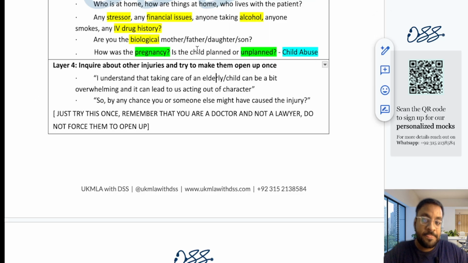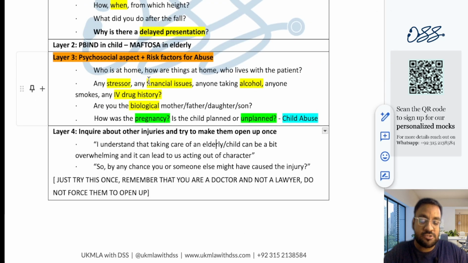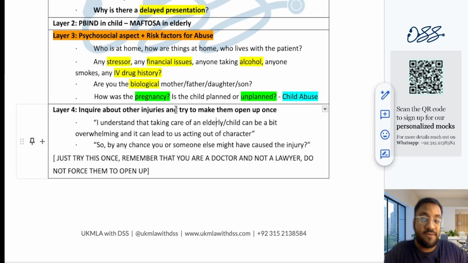So you need to ask about these factors, and you need to make sure that you have covered each and every angle, because any of the 8 to 10 different reasons of abuse that I mentioned can be the cause. And if you don't ask all of these questions, you may just miss out on the reason why this particular patient may be getting abused.